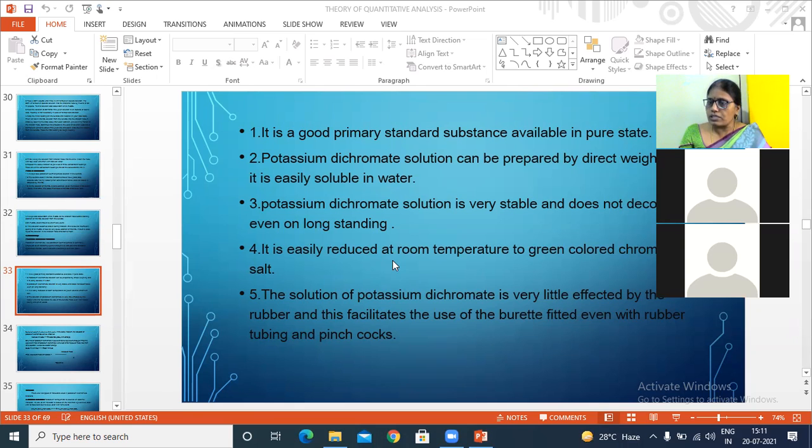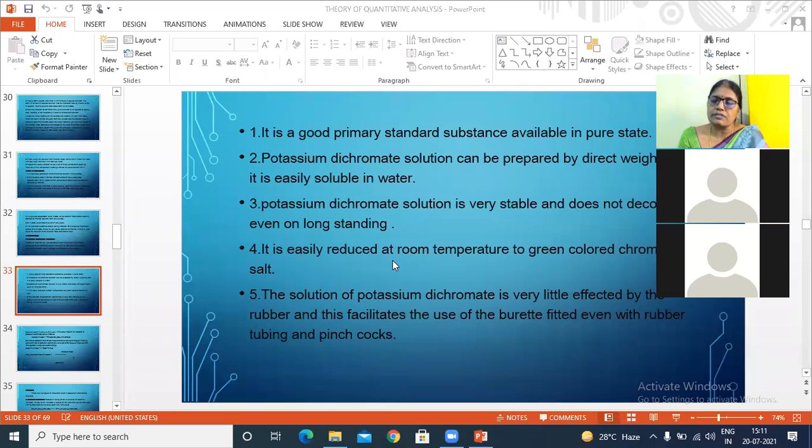But for oxalates, if you want to determine either oxalic acid or oxalates with KMnO4, we have to maintain a high temperature. In simple room temperature, potassium dichromate can undergo reaction with another reducing agent and be converted into green colored chromium salts. That is one more important property. Next, the solution of potassium dichromate is very little affected by rubber, and this facilitates the use of a burette fitted even with a rubber tubing and a pinch cock. This is a more important thing.